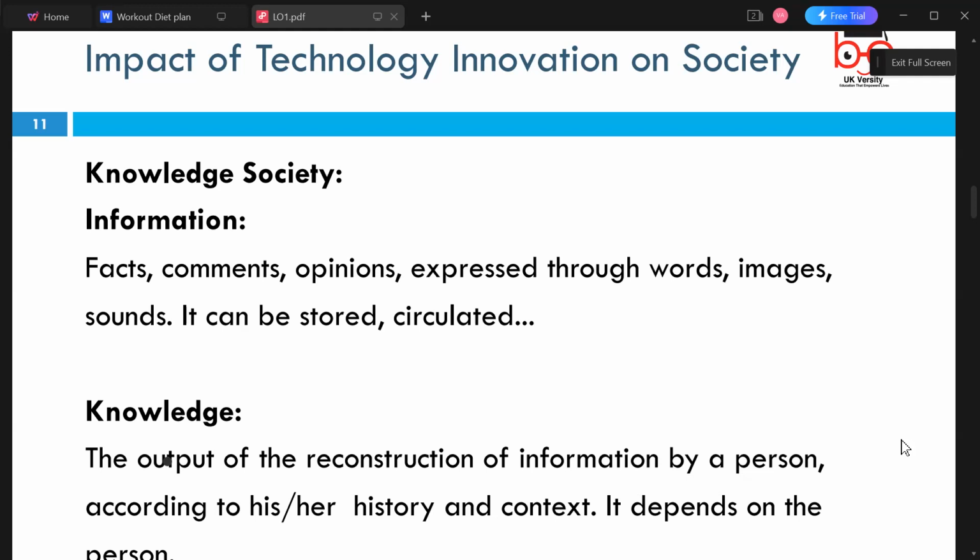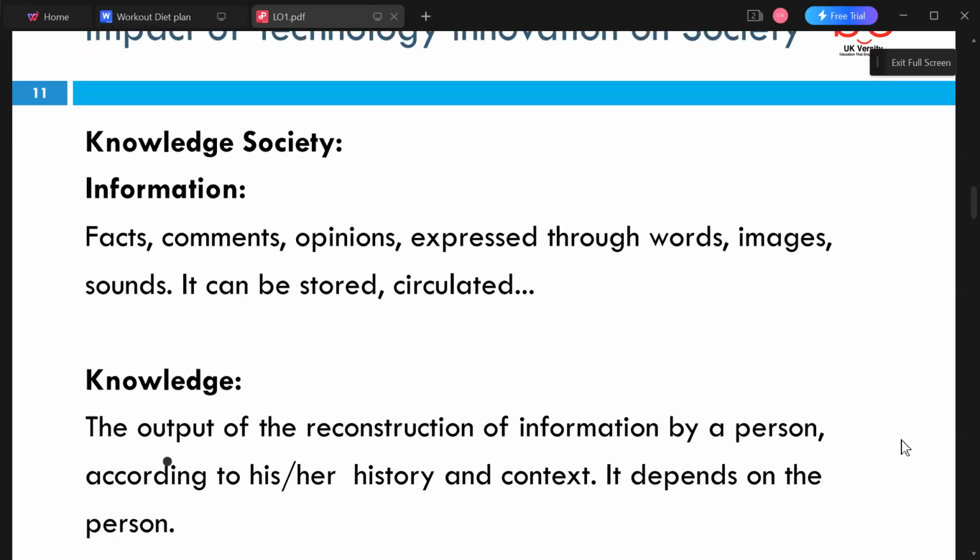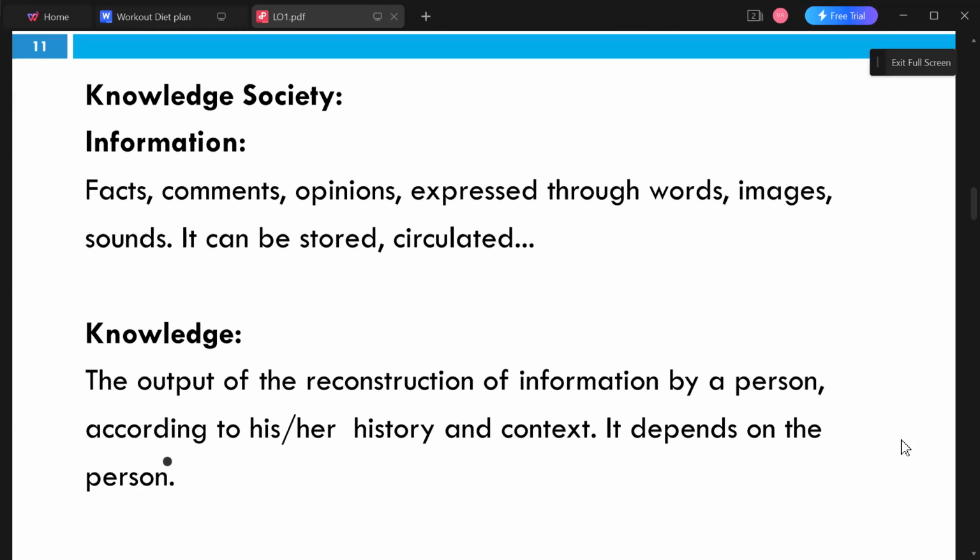Also, as we can see, there is the knowledge society. By information, we're simply looking at facts, comments, and opinions expressed through words, images, and sounds. All this is structured or unstructured information. While knowledge is simply the output of the reconstruction of information by a person according to his, her, or their history and context.